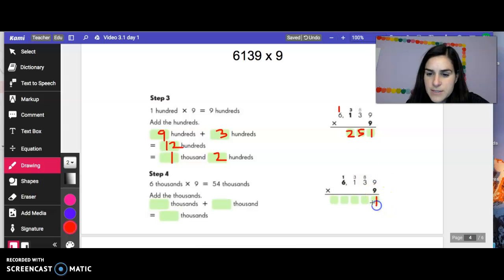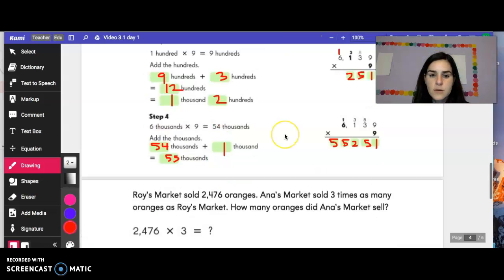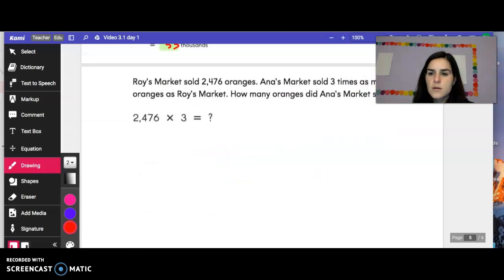Last step is moving on to the thousands place. So I'm just going to copy this down from before. This is just breaking it up. This is just showing what we did in the previous step. So 6,000 times 9 is 54,000, but we have that 1 from before, so we have 54,000s plus the 1,000 is 55,000s. Now, I can put the 55 here because there's no more that I have to multiply. If I did, then I would have to regroup it.